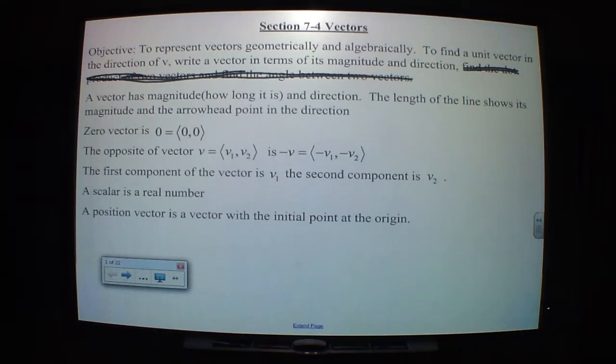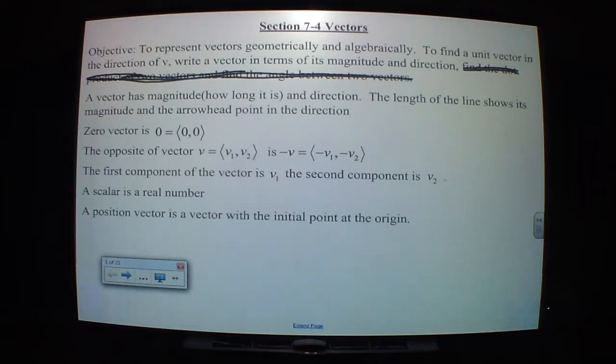Section 7.4, vectors. We're going to represent vectors geometrically and algebraically. We're going to find a unit vector in the direction of v and write the vector in terms of its magnitude and direction in this section. A vector has magnitude, which is how long it is, and it has a direction, which is which way it's going. The length of the line shows its magnitude, and the arrowhead points in the direction that it's going.